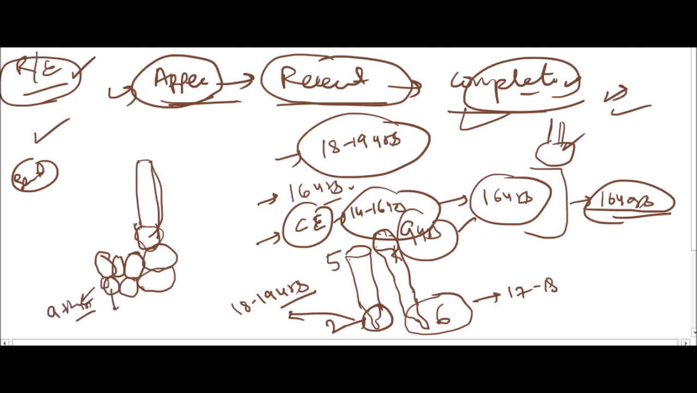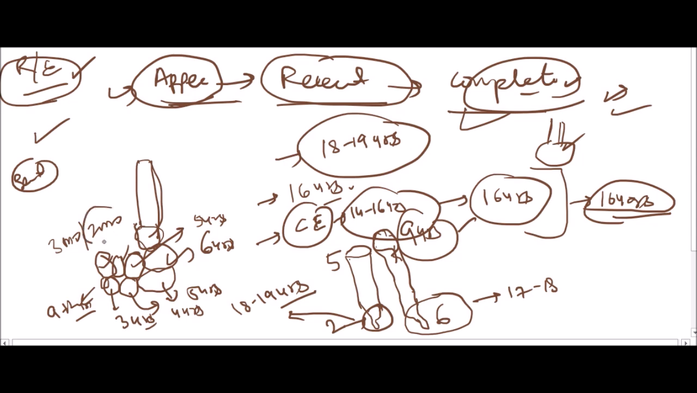Then center for scaphoid at the age of 5 years. Then center for lunate at the age of 4 years. Then center for triquetral at the age of 3 years. Then center for trapezium appears at the age of 6 years. Then center for trapezoid at the age of 5 years. And center for capitate and hamate at the age of 3 months and 2 months respectively. 2 months for hamate and 3 months for capitate.